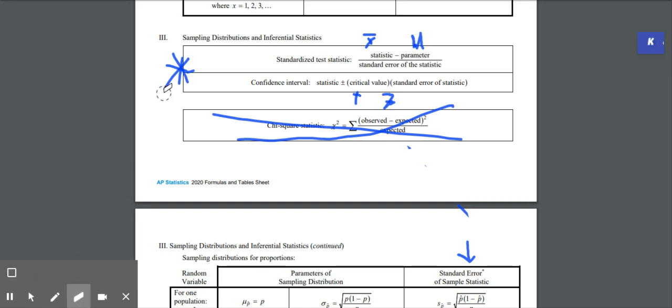Okay, we're going to erase this and move on to the rest of the packet here. Just give me a second.